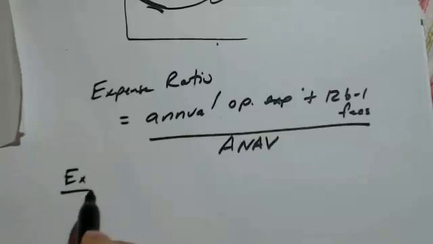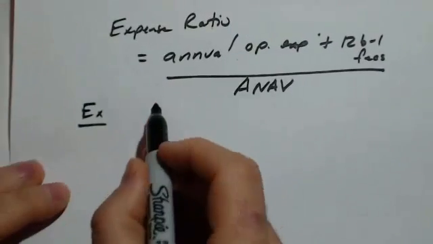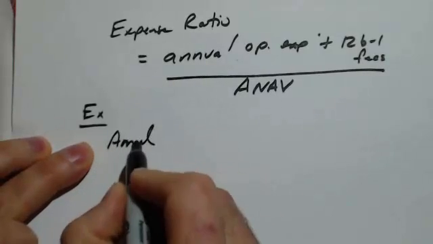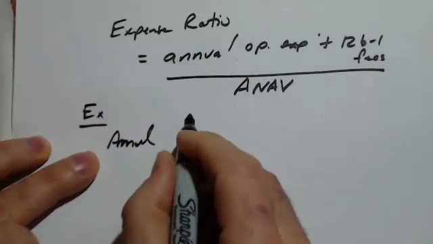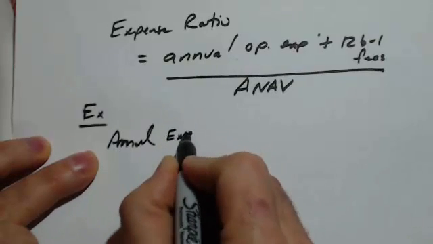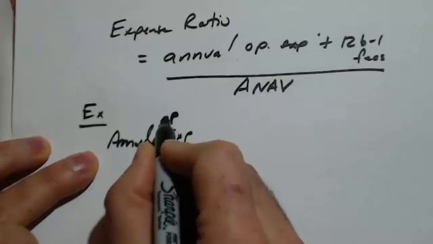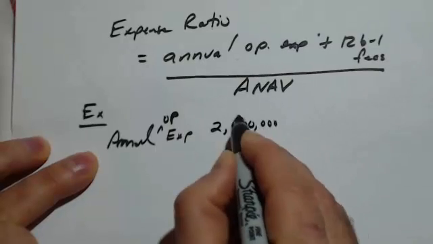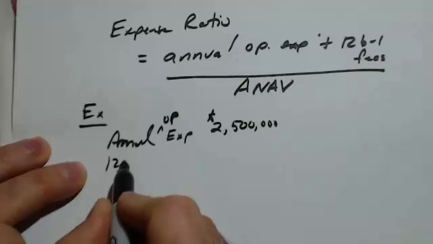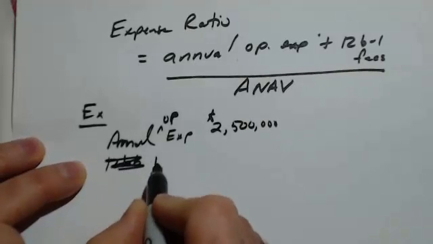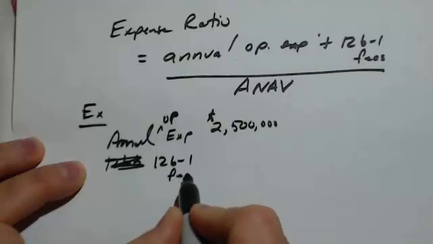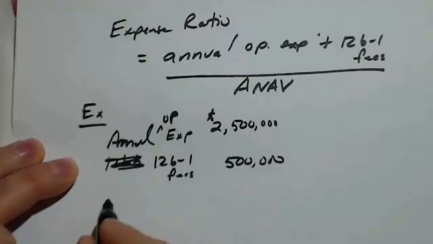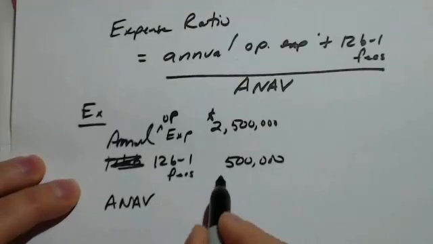Suppose a fund has annual operating expenses, right? And let's say they're $2 million, $2.5 million in operating expenses. The 12b-1 fees, let's say, are $500,000 for the year, and the average net asset value is 300 million.